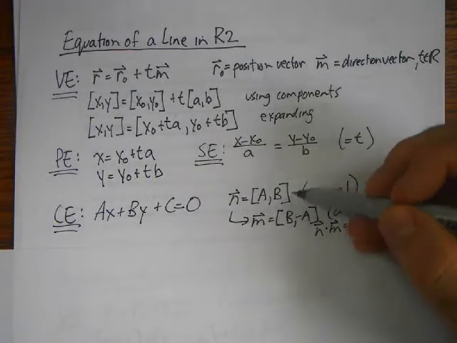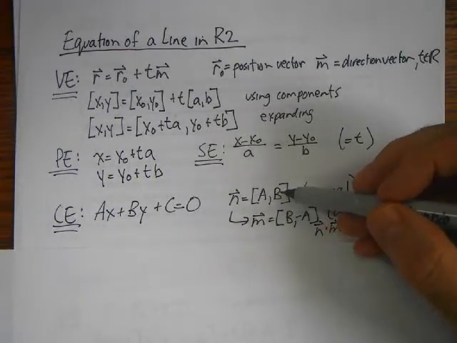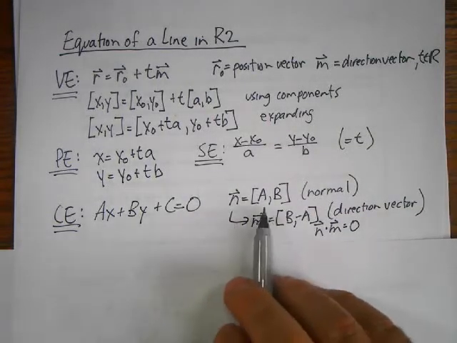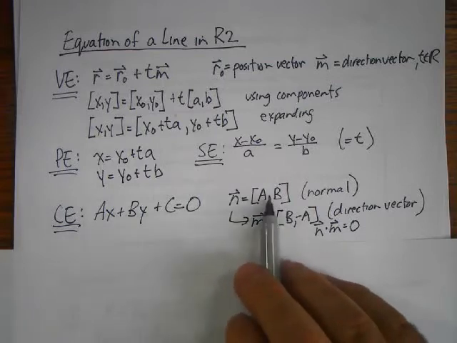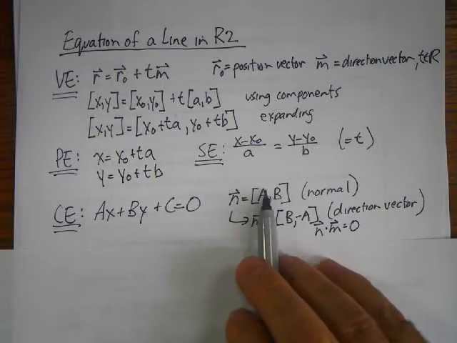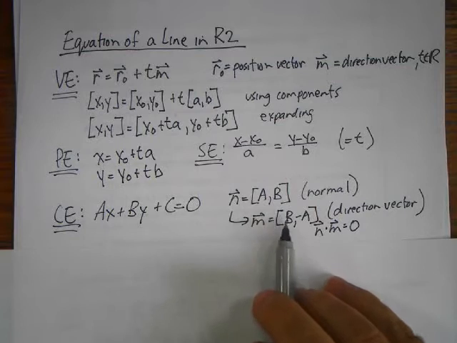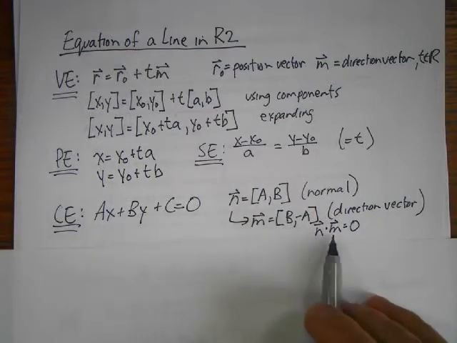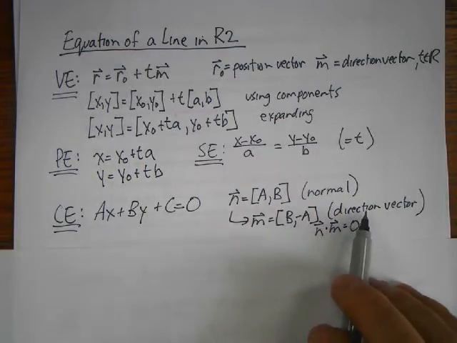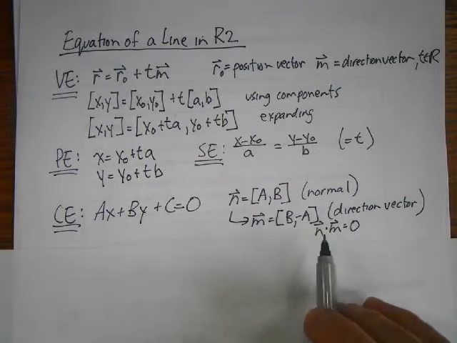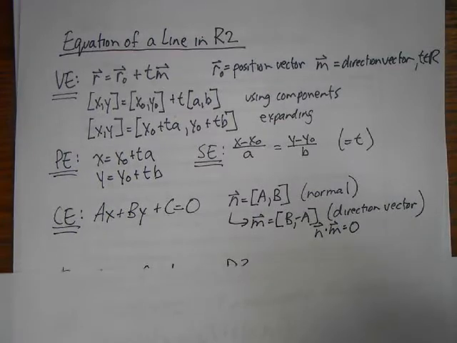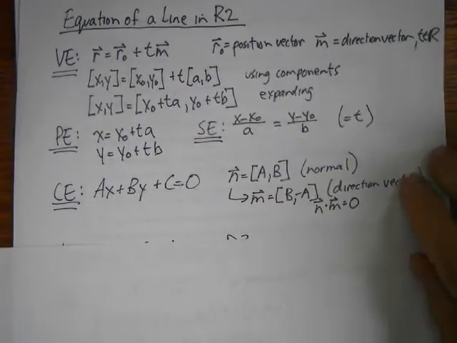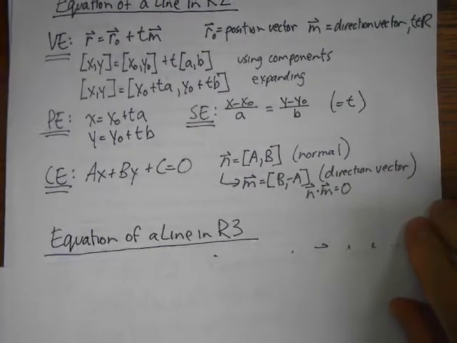We use capital A and B for that, and it is related to the direction vector if we switch the order of the components and make one of them negative. That also becomes one of the possible direction vectors. And if we do a dot product of direction vector and normal, we get 0. So that was everything we did in R2.